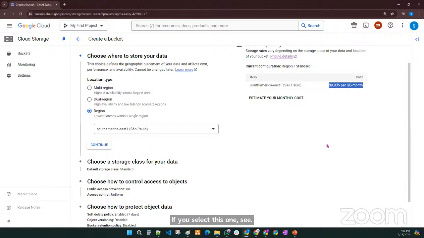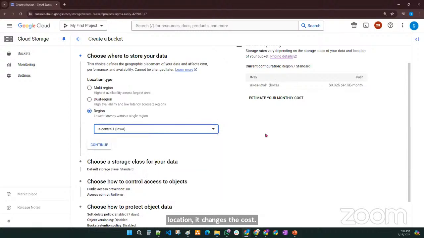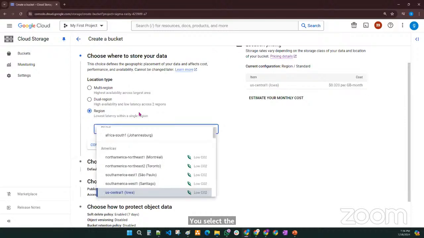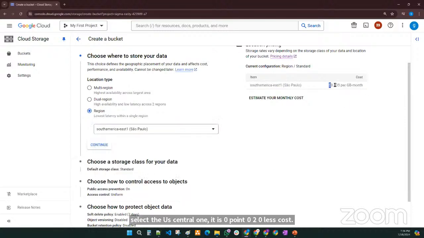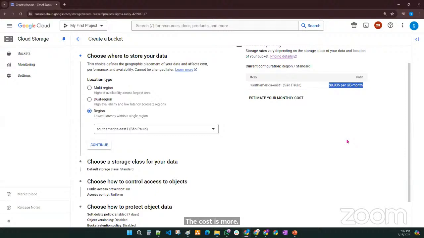So if you are not selecting a proper location, it changes the cost. For the same resource, if you select US Central One, it is 0.020, which is less cost. For the same resource, if you select this one, it is 0.035. The cost is more. So you always focus on the proper region, otherwise the cost may change. You have to select a proper location or a region or a zone.